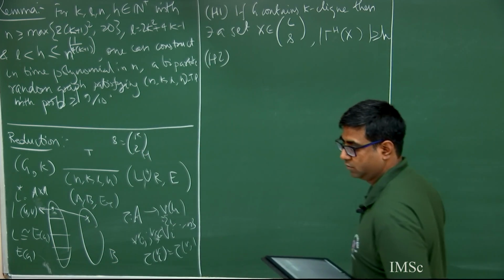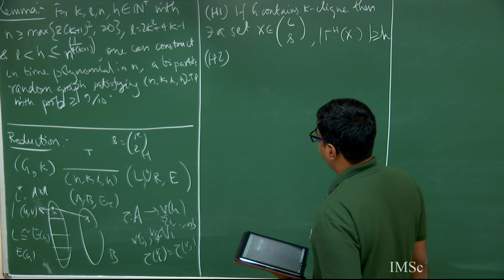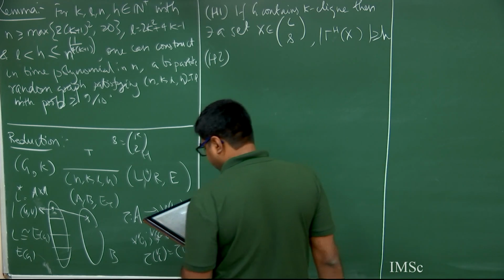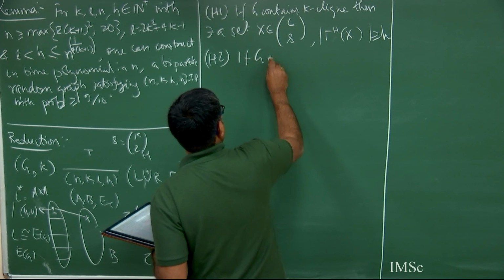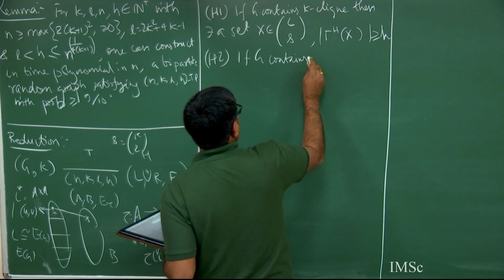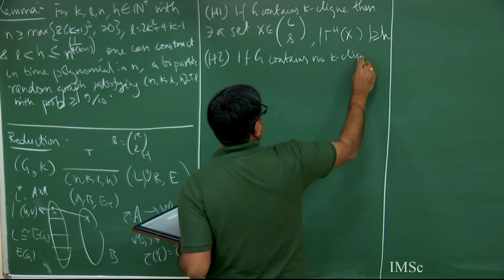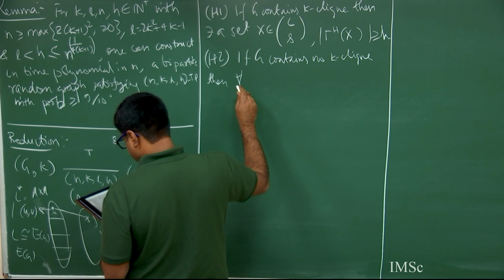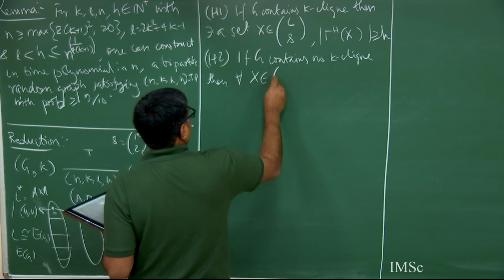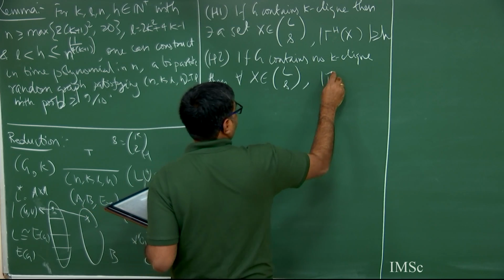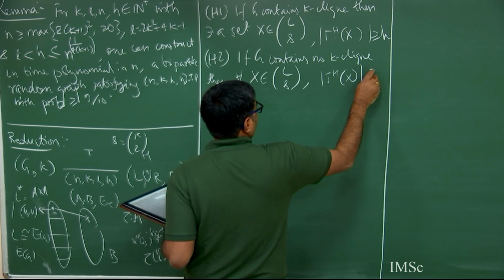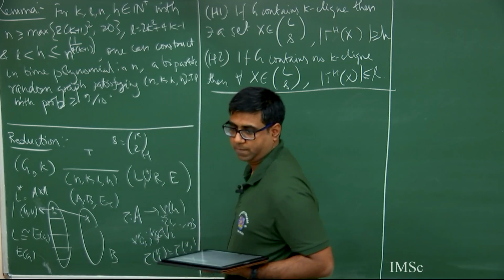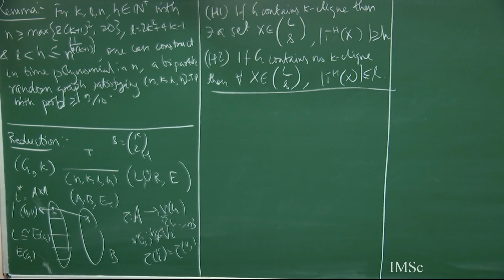This is a reduction lemma, okay. And what was H2? We said that if G contains no k-clique, then for all X in L choose S, what was the property? The neighborhood is less than or equal to L, right? This is what we used. Now, I gave you a proof for H1, but I did not give you a proof for H2. I hope you have worked it out.